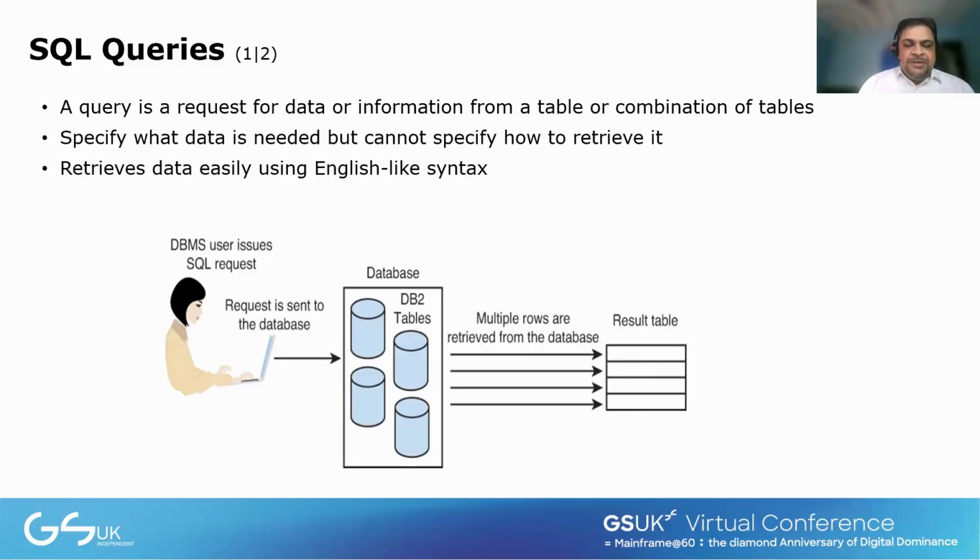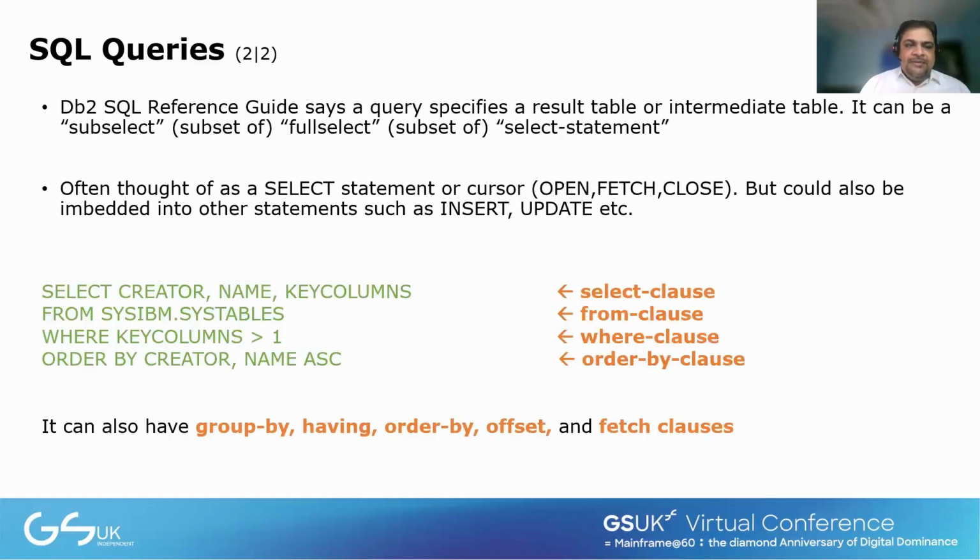In terms of DB2, based on the Redbooks, the SQL reference guide says that a query specifies an intermediate table or a result table, which can be a subselect, a fullselect, or a select statement. A subselect is basically a subset of fullselect, which is a subset of the select statement. That's how IBM DB2 has arranged and configured these SQLs.